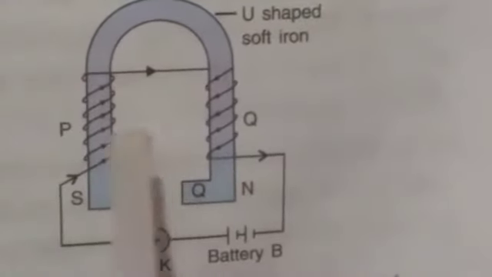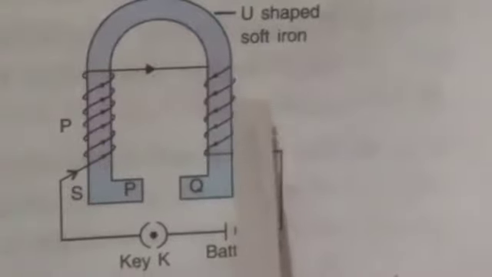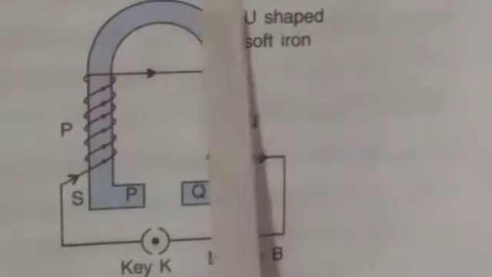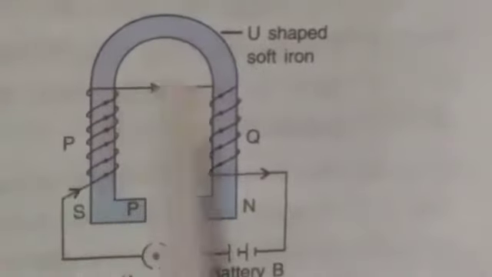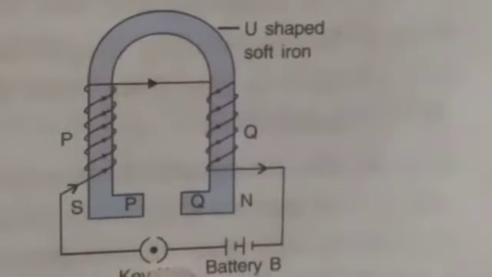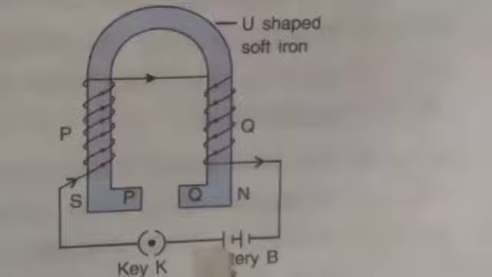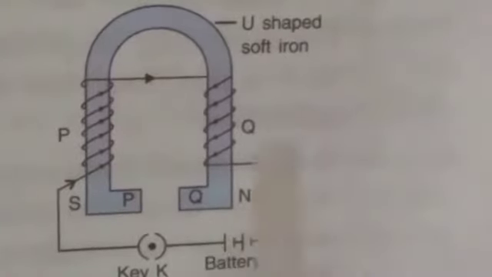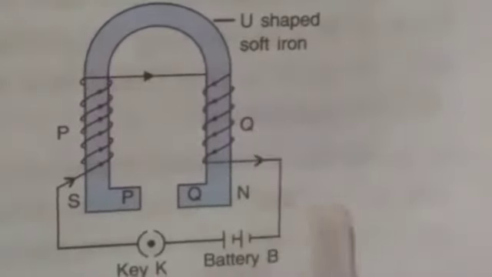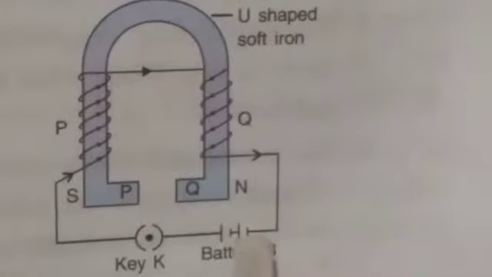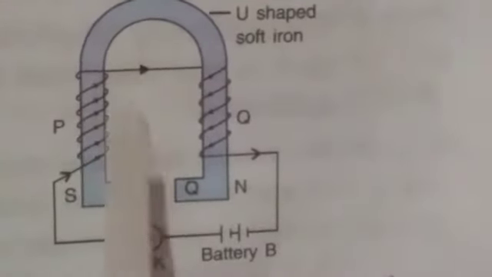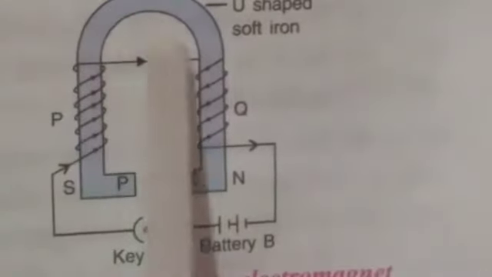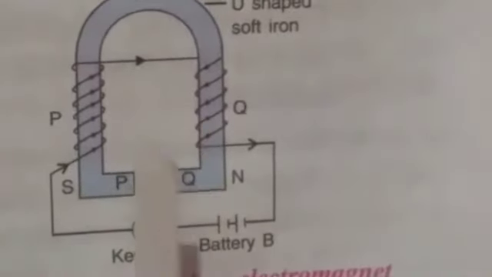For making a horseshoe electromagnet, we take a U-shaped iron bar and wind a copper coil around it. One end of the copper wire is connected to the positive terminal and the other end is connected to the negative terminal. So here also, as long as the electricity flows, this soft iron bar behaves as a magnet.